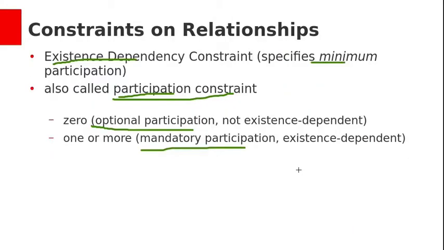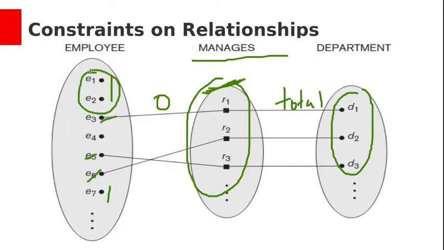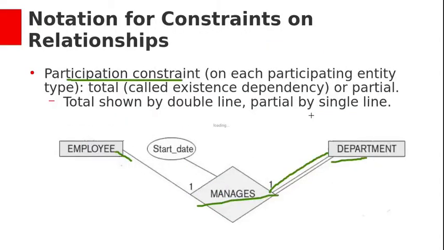You can see here all these employee entities are not participating in this relationship manages, but all these department entities, department 1, department 2, department 3, are participating in this relationship type manages. So this is the total participation represented with a double line. So here it is represented with a double line.